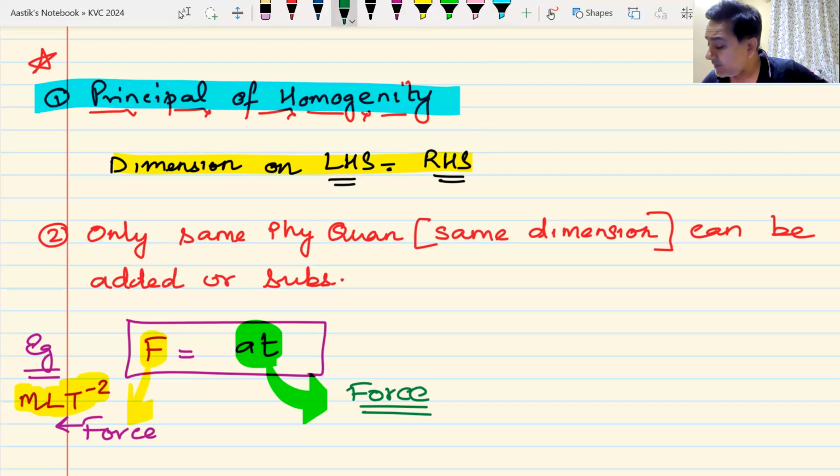And what will be the dimension of this quantity, A into T? What will be the dimension of this quantity, A into T? No one knows it? It will be equal to the dimension of force, which is MLT^-2. Do we understand this? Yes, sir.